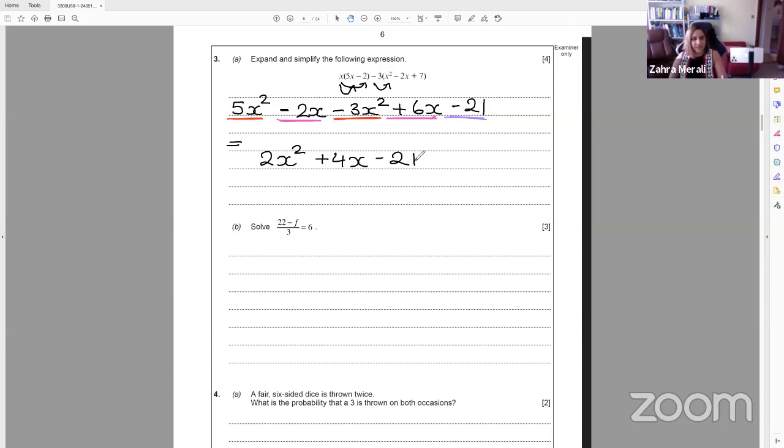Right, part B gets you to solve 22 minus f over 3 equals 6. So you cover up, if you like, the bit that has the unknown in it. So the 22 minus f has the unknown. So something divided by 3 equals 6. So your first step is going to be to multiply both sides by 3.